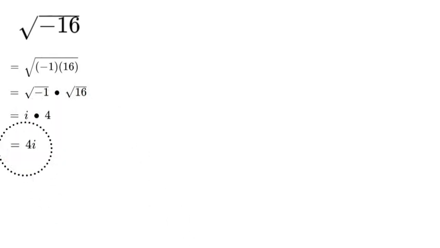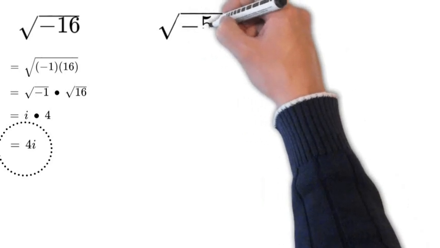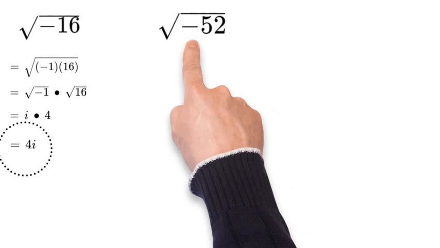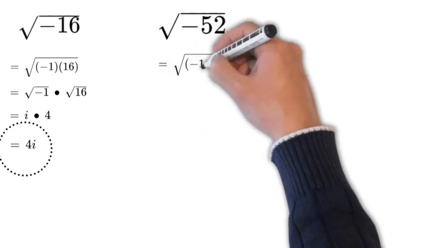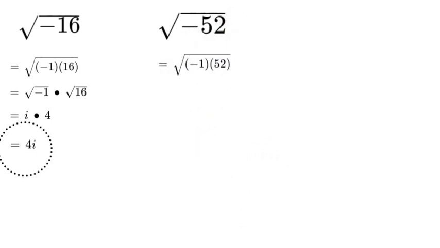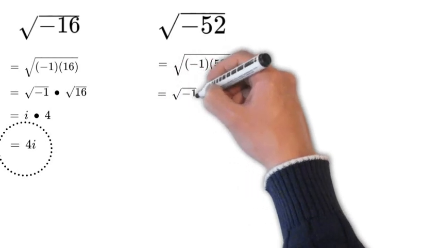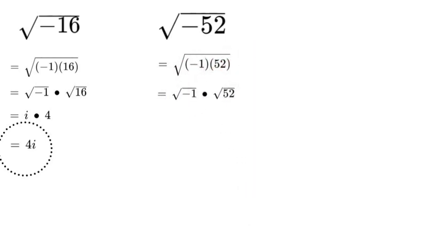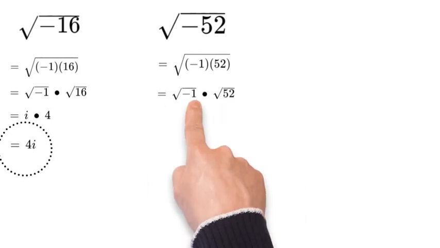Alright, we'll look at another example. We got the square root of negative 52. We can follow the same process, where negative 52 is equal to negative 1 times 52. And again, we can break it out by square roots. We will use the same properties as before, knowing that i is equal to square root of negative 1.